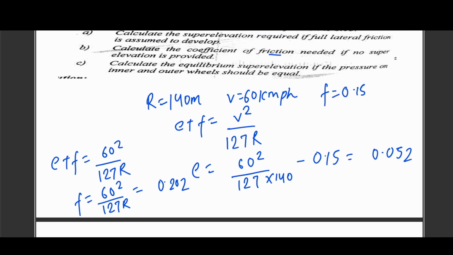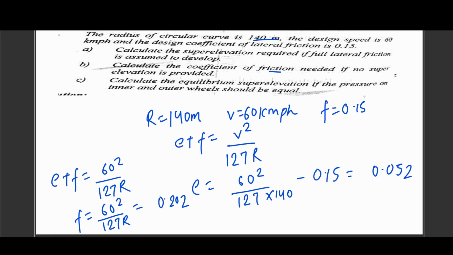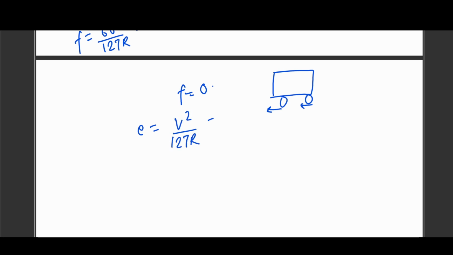Similarly, the third question is calculate the equilibrium super elevation if the pressure on the inner and outer wheel should be equal. So the pressure on the inner wheel and outer wheel being equal means, we know that this is the vehicle, the pressure is 0 means there is no frictional force. That is F equals 0. So we have to find E equals V square by 127 R, and the value will be the same, 0.202. So let's move on to the next question.